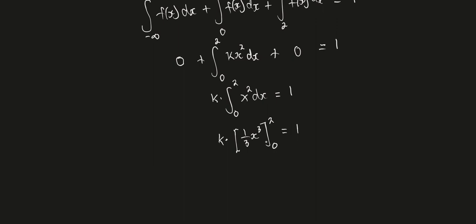So let's evaluate this. So I have k times, at the upper limit, I have 8 over 3. At the lower limit, I have 0. Right? And again, that has to be equal to 1. So what we have on the left side is that 8 over 3 times k is equal to 1. So therefore, k has to be 3 over 8. Right? And that's the constant that makes this a valid PDF.